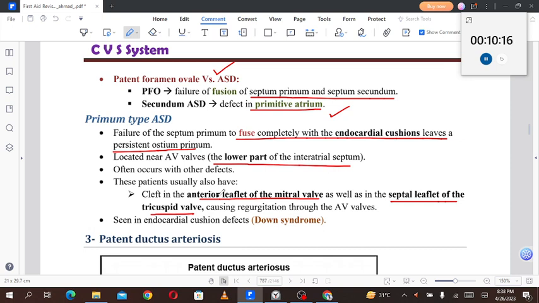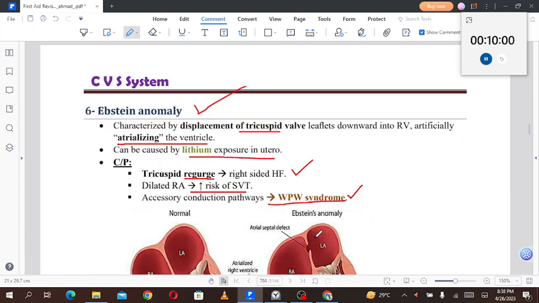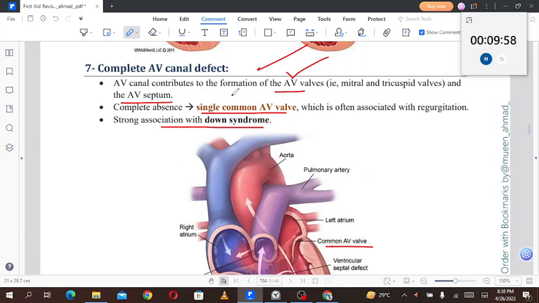Along with that, there will be a cleft in the anterior leaflet of the mitral valve as well as the septal leaflet of the tricuspid valve, causing the regurgitation through the AV valves. Both the AV valves, that is mitral and tricuspid, will have regurgitation, and this is seen in the endocardial cushion defect in Down syndrome. So this is the defect which we see in this condition, that is common complete AV canal defect.